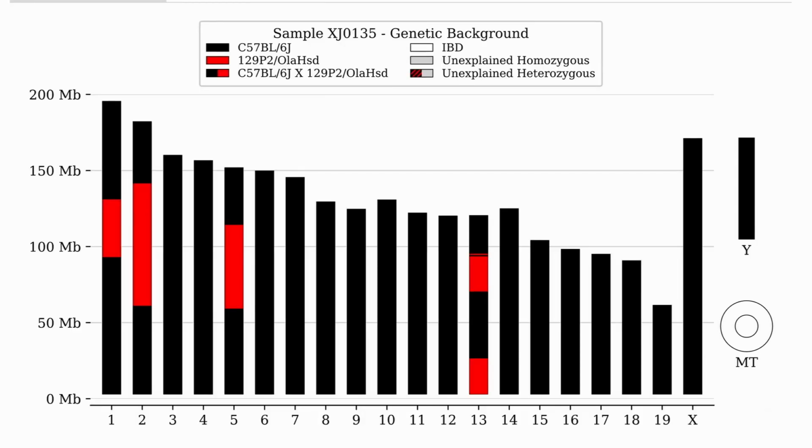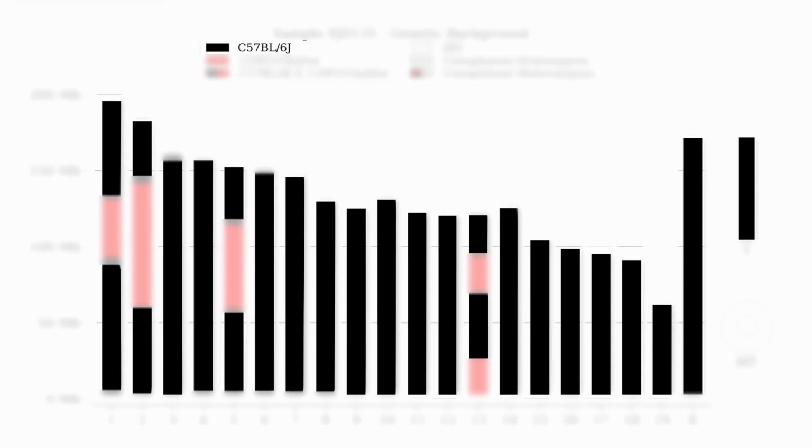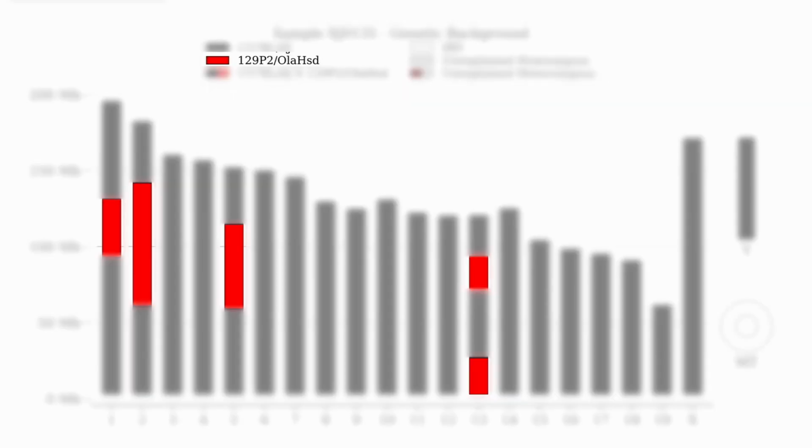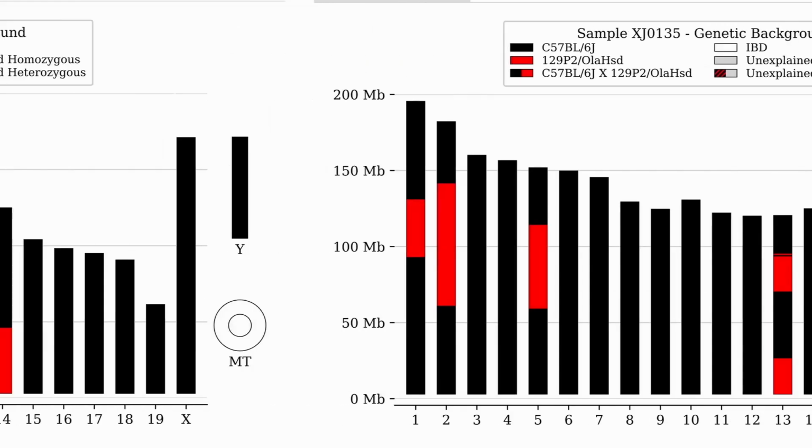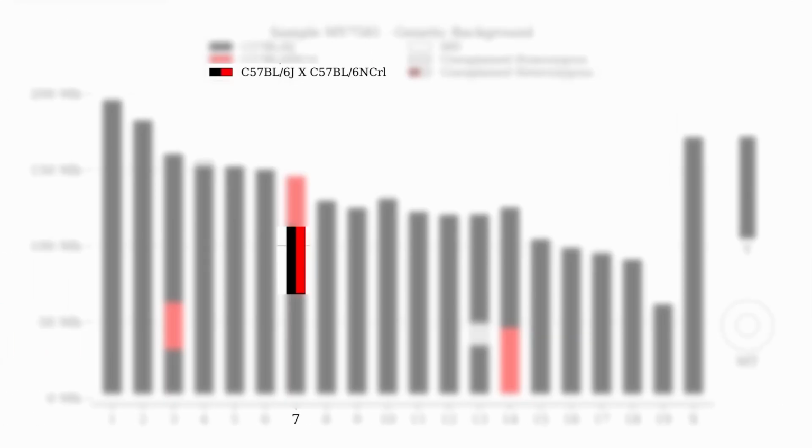The regions of the genome shown in black represent the primary or majority genetic background, C57BL6J in this sample. The regions shown in red represent the secondary or minority genetic background, 129P2 in this sample. Regions shown in white are identical by descent, or IBD. This means that MiniMUGA cannot distinguish between the primary and secondary backgrounds. Red and black in the same region indicates heterozygosity.